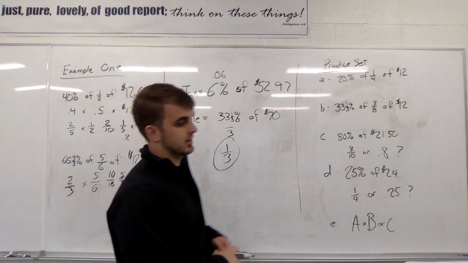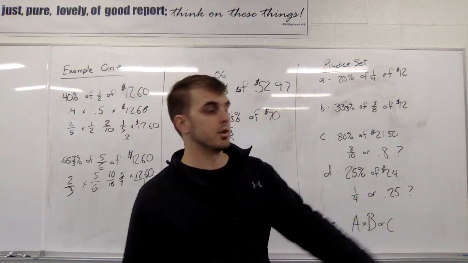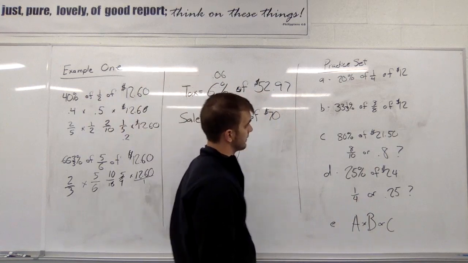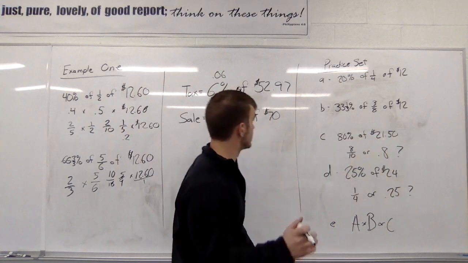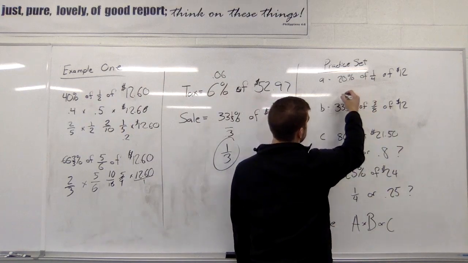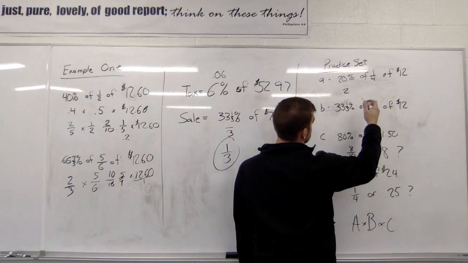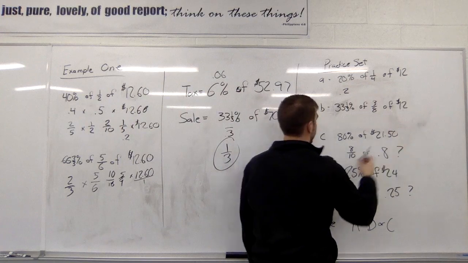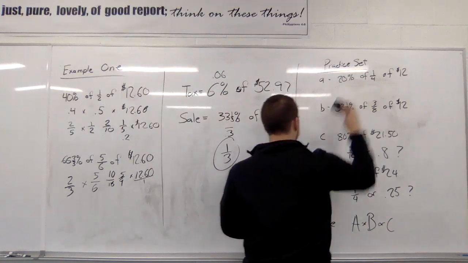Practice set. All they tell you to do here is just figure it out. So what is 20% of 1/4 of 12? I don't have a calculator right here. You use my phone, but I'm going to do this. So 20% is 0.2 times 1/4. I don't really like that. So what I'm actually going to do is, here's where it's nice.